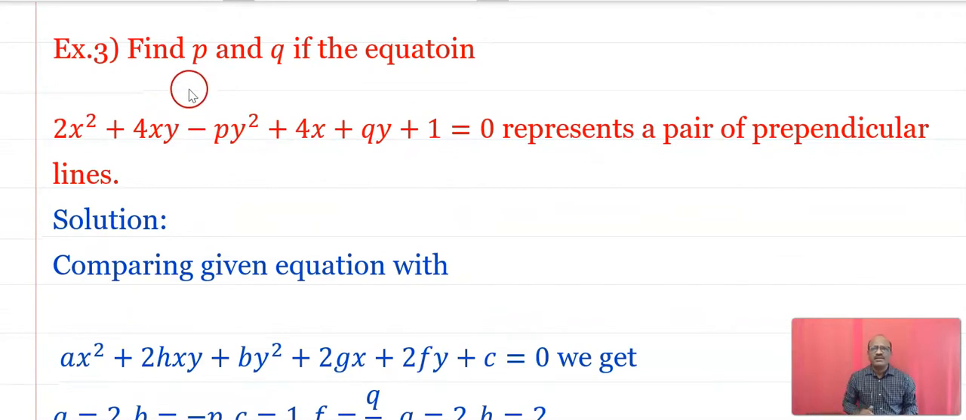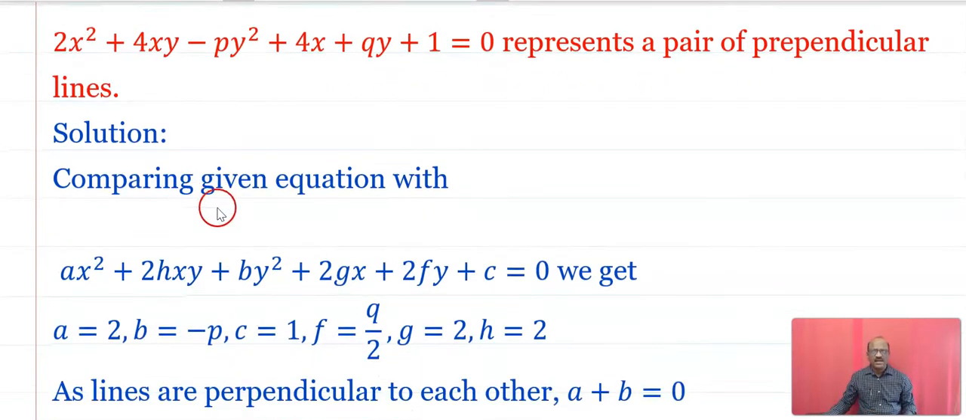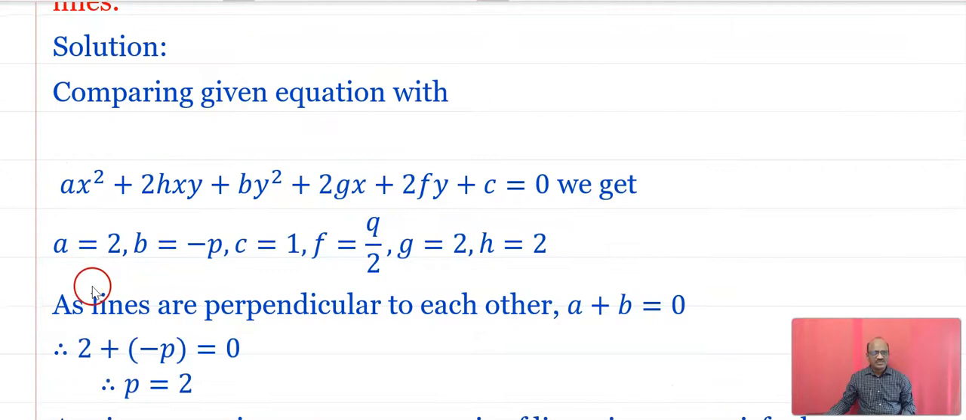Next, find p and q if the equation 2x square plus 4xy minus py square plus 4x plus qy plus 1 equals 0 represents a pair of perpendicular lines. Now the solution. Comparing the given equation with ax square plus 2hxy plus by square plus 2gx plus 2fy plus c equals 0, we get a equals 2.